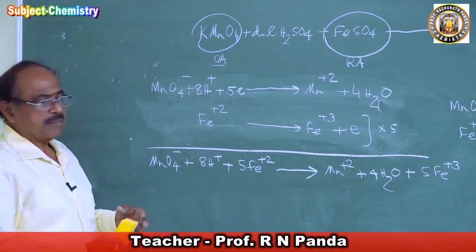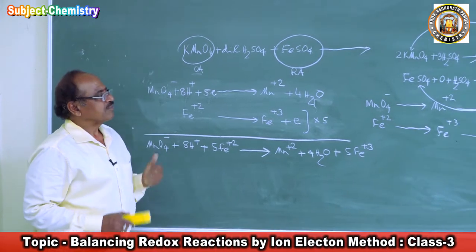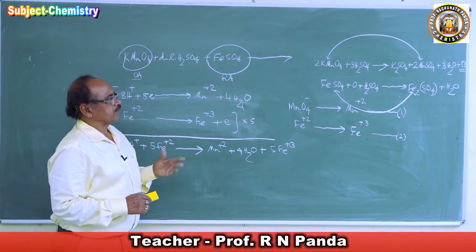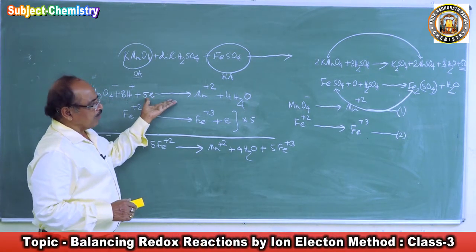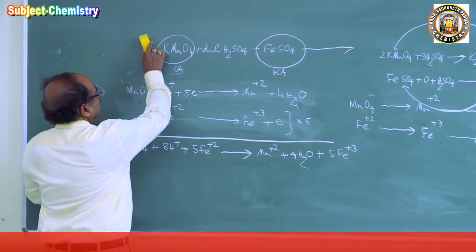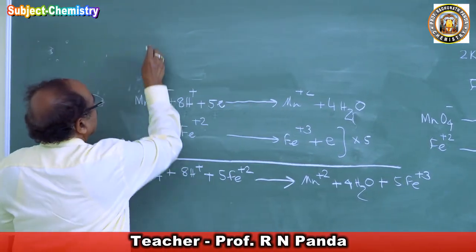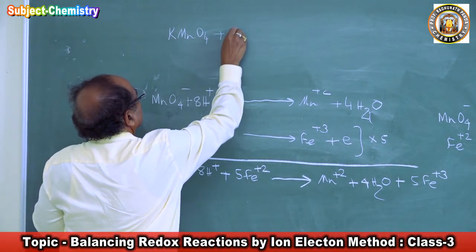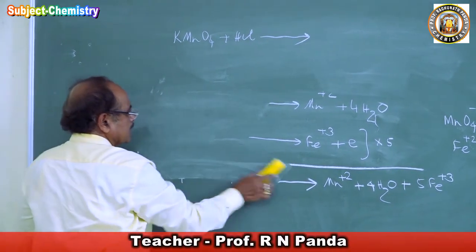So there is no difficulty in balancing by the ion electron method. We only have to first get the equation for the oxidizing agent and the equation for the reducing agent, balance them, put them in ionic form, then balance it. Now let us take another equation using potassium permanganate plus concentrated HCl. This is the equation we will be balancing now.